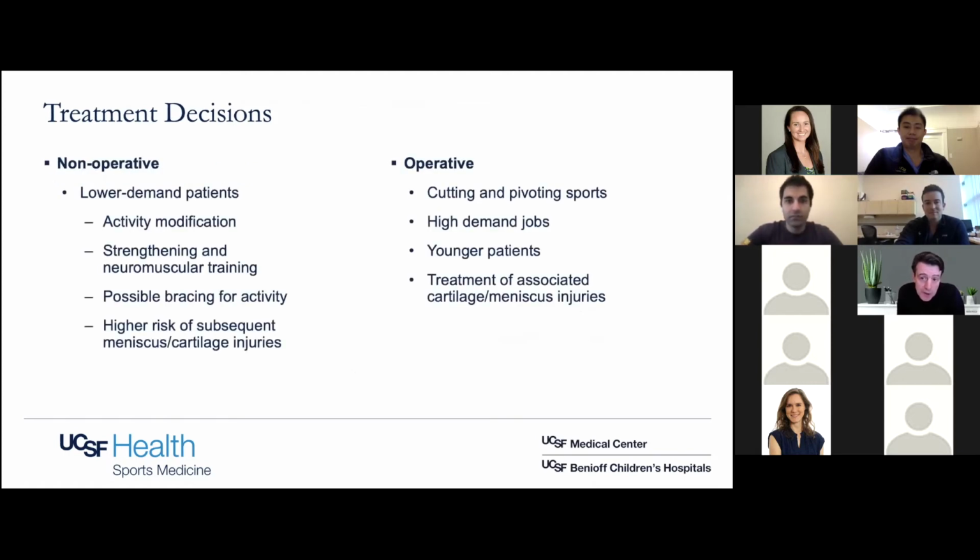Generally, we're looking at the higher activity, cutting and pivoting sports, higher demand jobs, physically demanding jobs, and younger patients as operative, and then the non-operative treatment is sort of the lower demand patients.